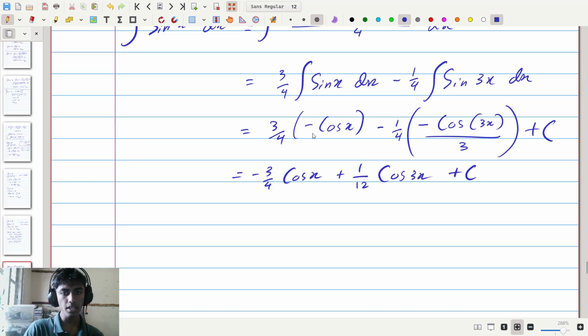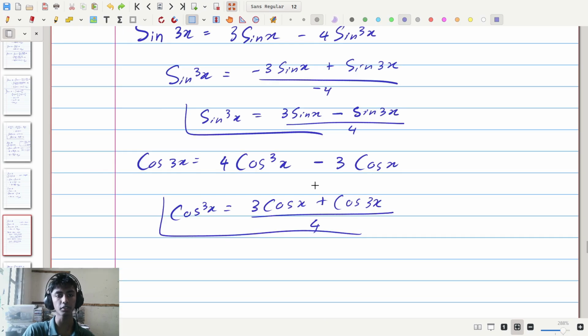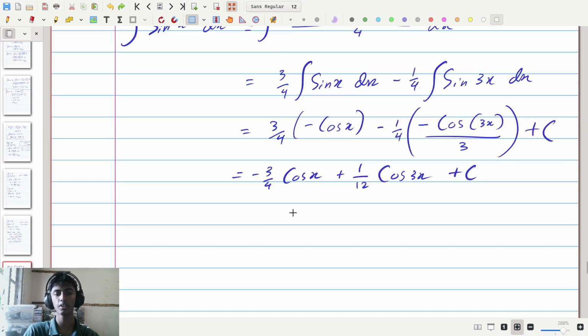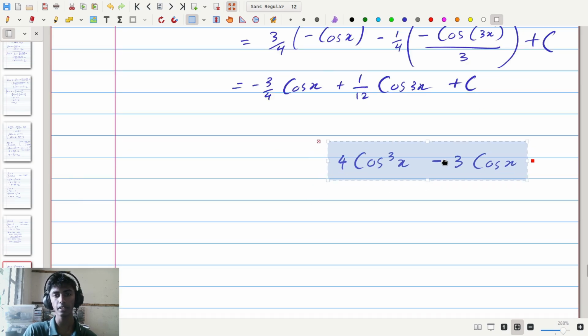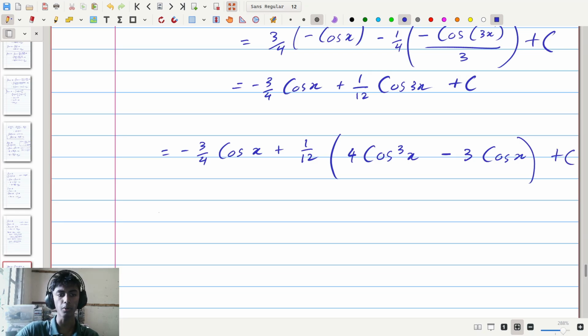Now we could end it here. However, since we know the identity of the cosine of 3x, we can actually simplify this further. We know that the cosine of 3x is equal to this expression here. Copying this down, we can write instead of the cosine of 3x, the value of this thing right here. So here we need to leave this -3/4 of cosine of x alone. Here we have a -3/4 cosine of x plus 1/12 of this whole expression here plus c. Now then, simplifying this down, we have the -3/4 of the cosine of x.